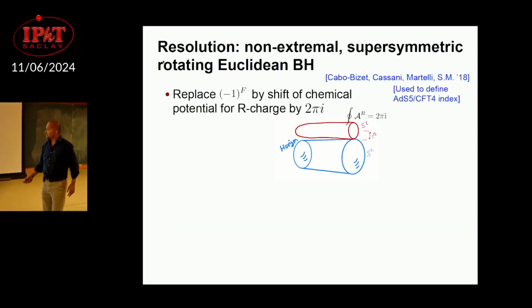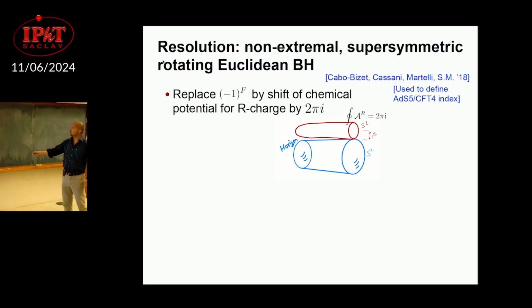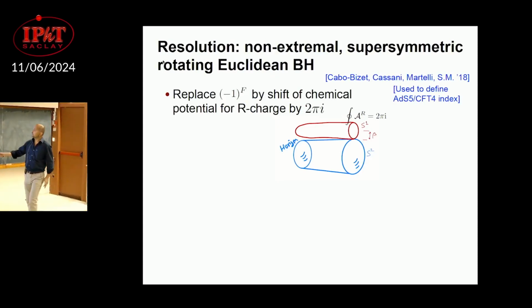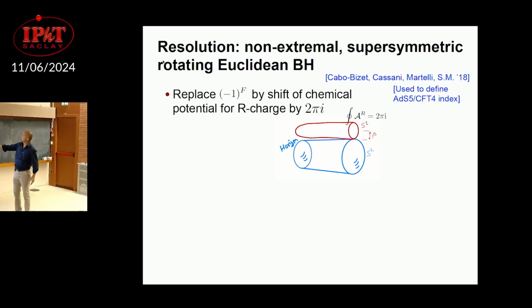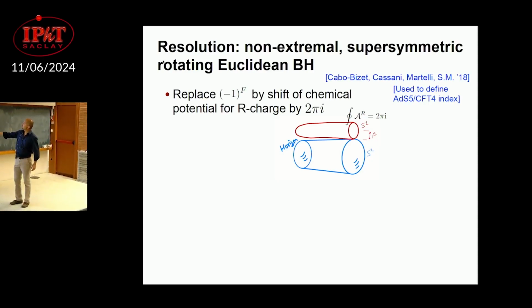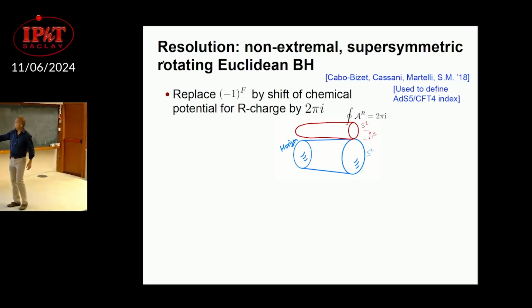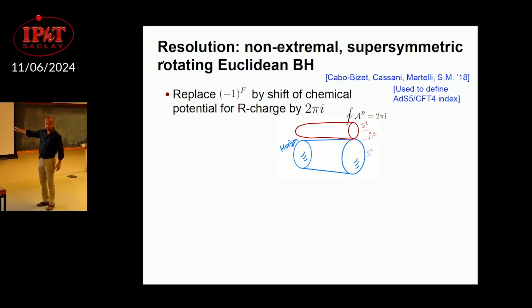Okay. Now, the resolution of this has been known for some years now, and the idea is as follows. This is a paper with Alejandro Cabo Bizet, Davide Cassani, and Dario Martelli. It's in the context of supersymmetric black holes in AdS5. And the idea is that you solve the second problem first.